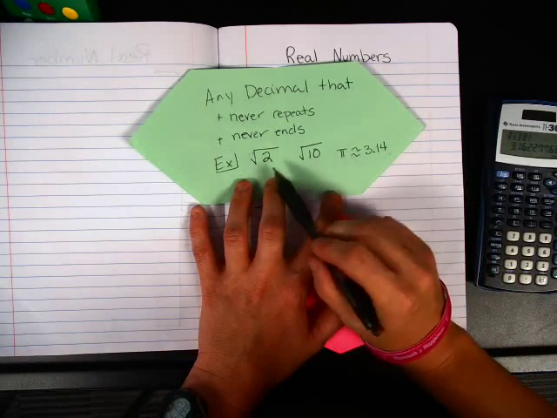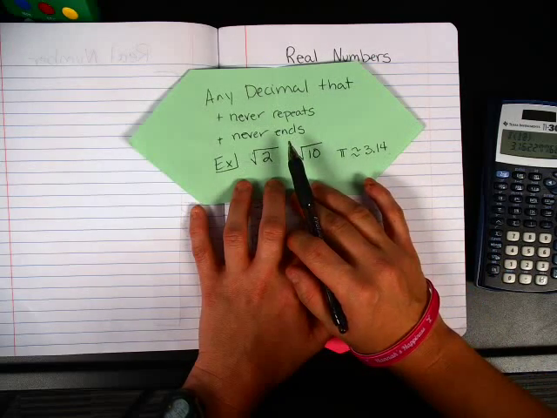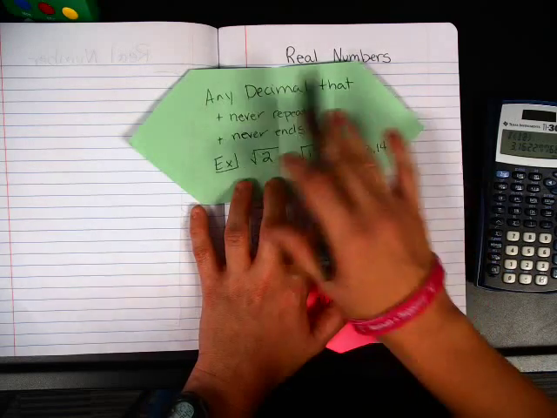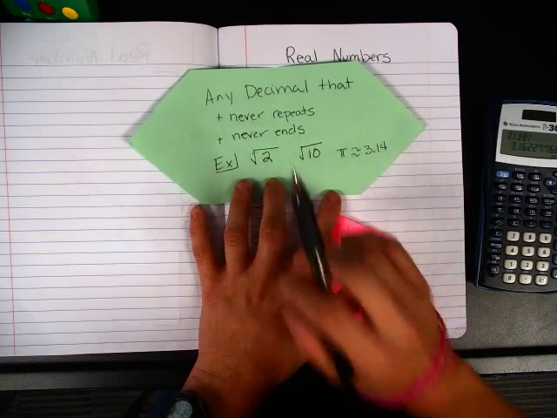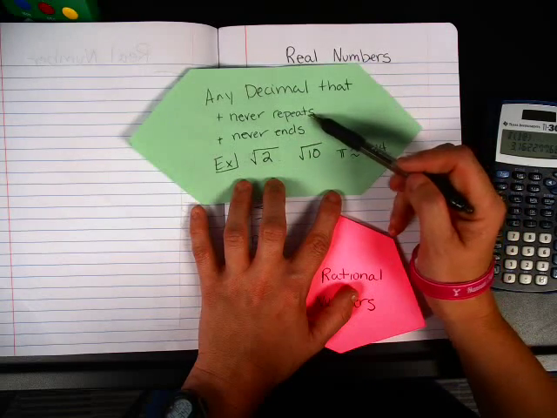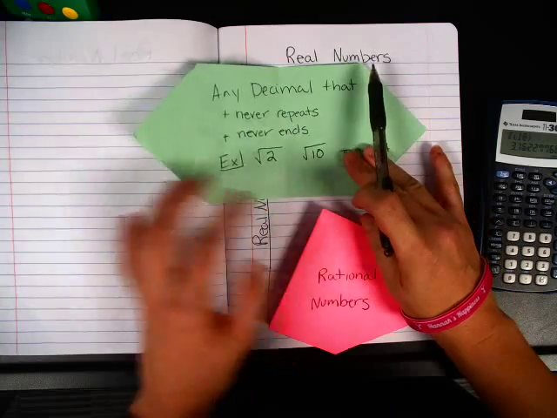So these are some things. We're going to be working a lot more with irrational numbers if you're confused. But this is just the intro to what an irrational number is. Remember, it never repeats and it never ends.